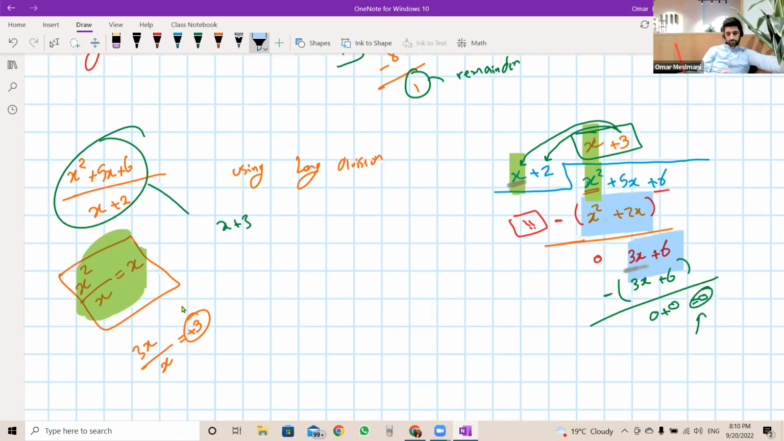Mr., can we write? Yeah, if you want to write, write. If you don't want to write, don't write.